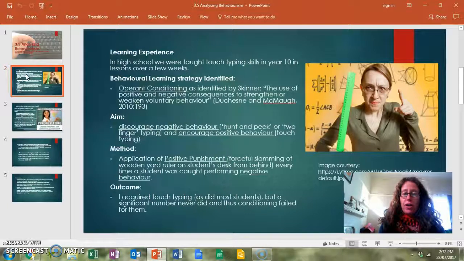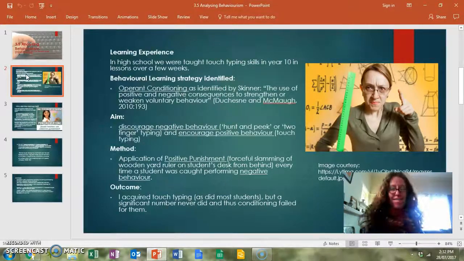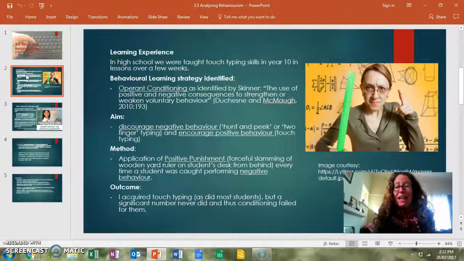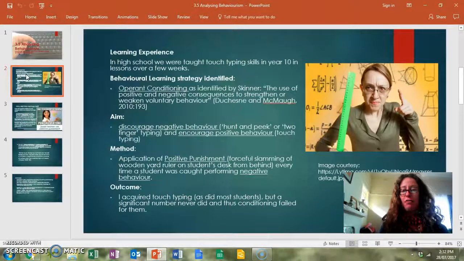So the teacher applied the method of positive punishment, which is something like this: the forceful slamming of a wooden ruler on a student's desk from behind, so you didn't even know it was coming, every time a student was caught by the teacher performing the negative behaviour.